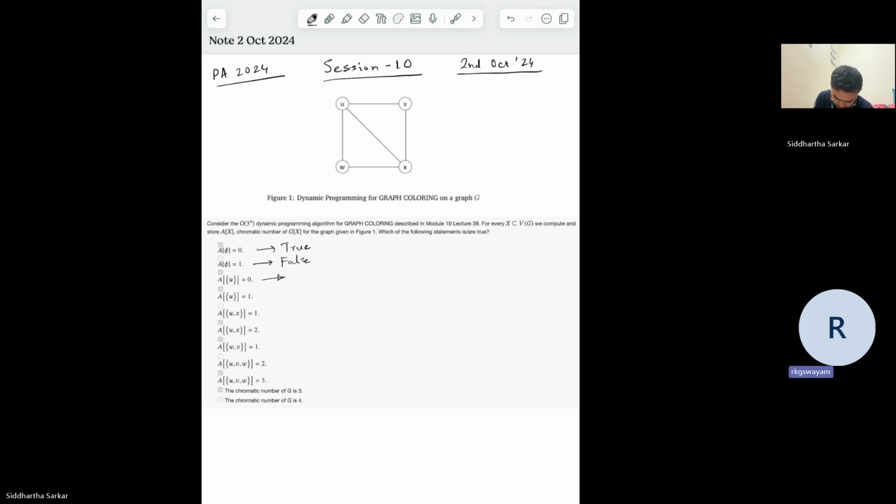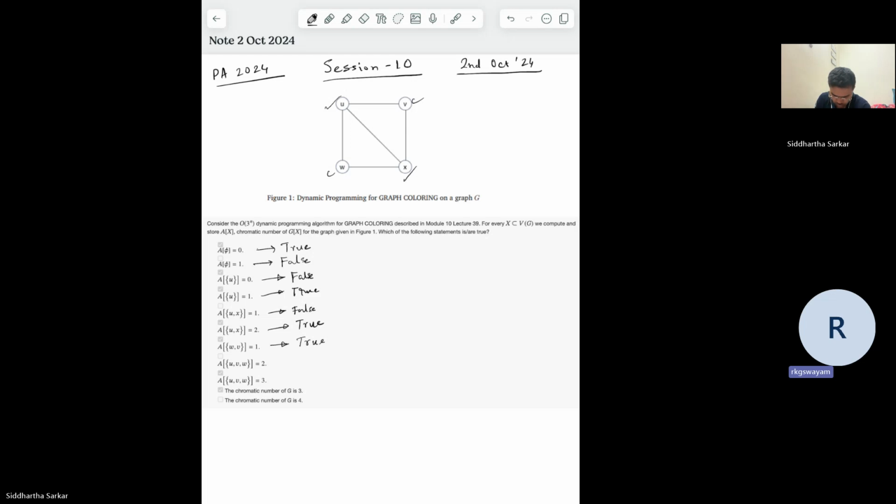And then A of U comma X. If I take U and X, since U and X are adjacent, I would require a minimum of two colors to paint them, so A of U comma X is equal to 2. One color won't be sufficient. And then A of W comma V. Since W and V are not adjacent, both can be painted with the same color, so this is true.